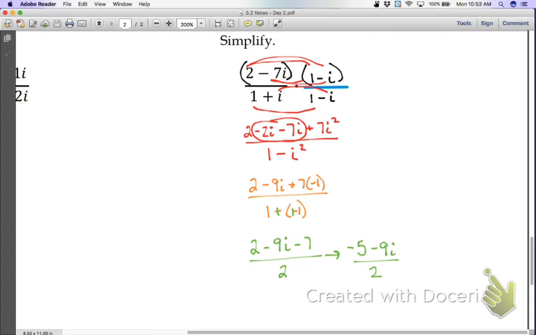all over 2. Now, I'm completely okay with you leaving it like that, or if you want to write it as, you may see it as something like this, where it's negative 5 halves minus 9i over 2. It could look like this or that. It's completely up to you how you do it.